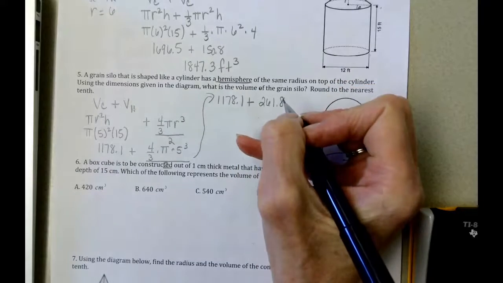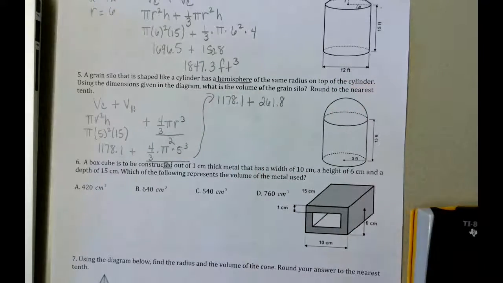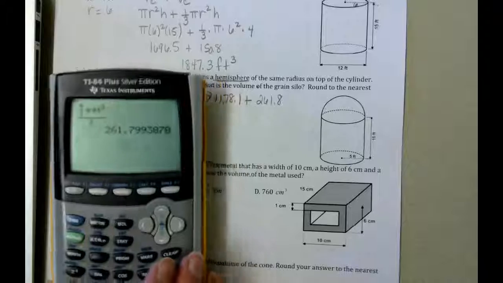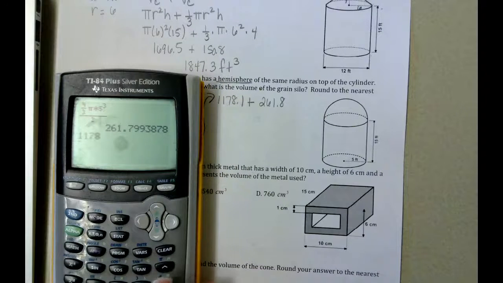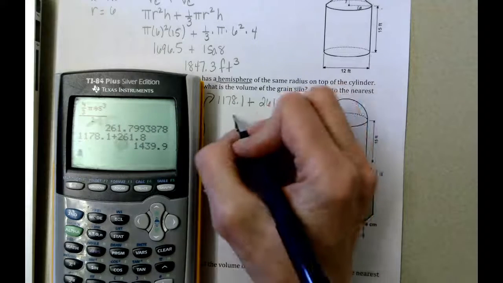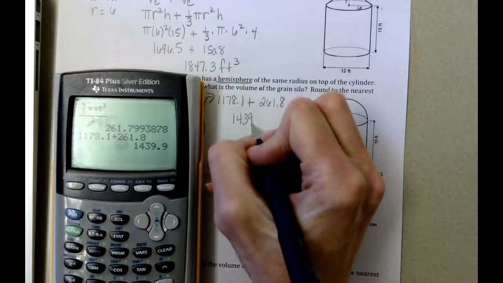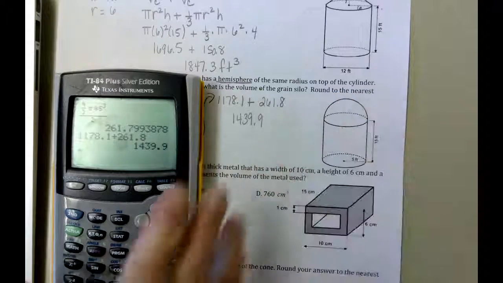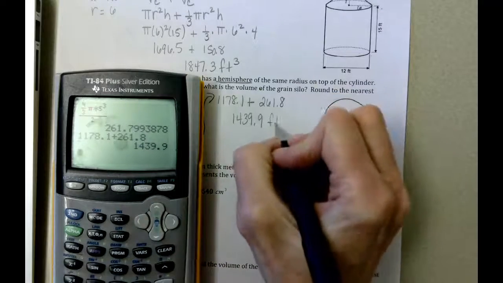And now what we can do is add these two together. So 1178.1 plus 261.8, and we end up with 1439.9, and our units are feet cubed.